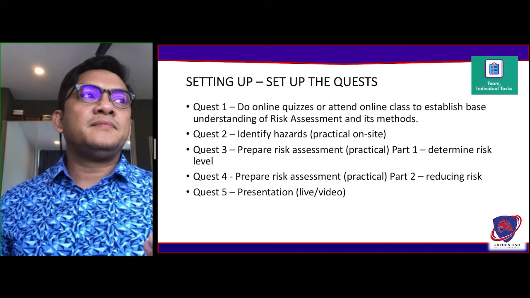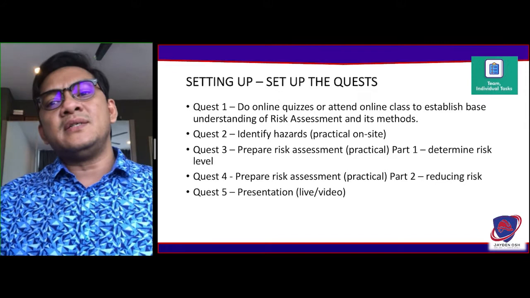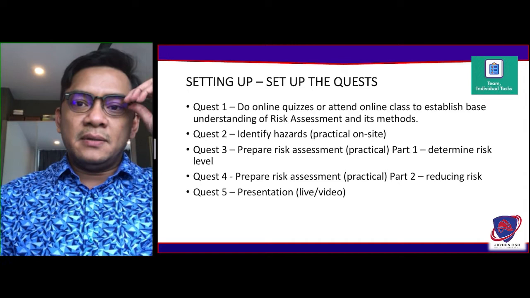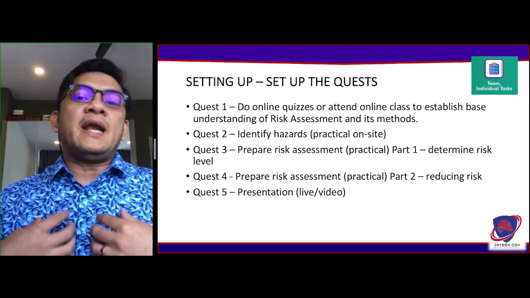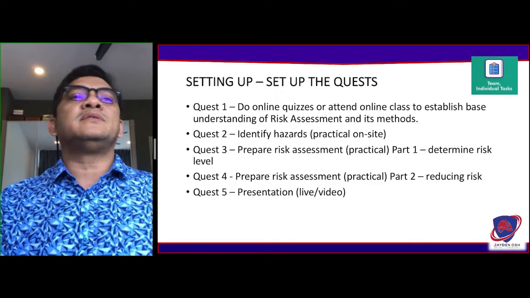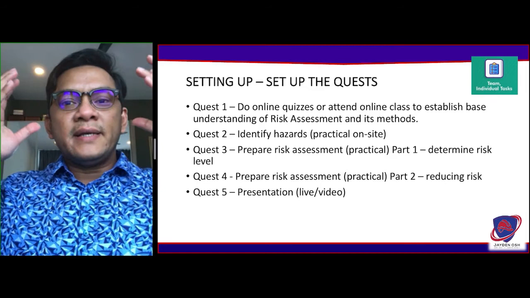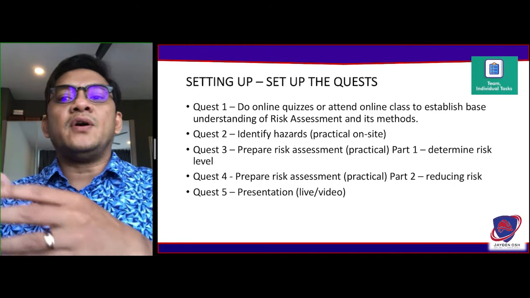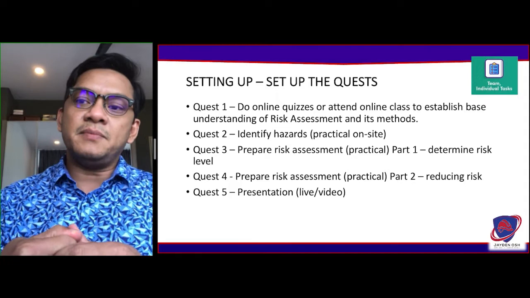It's not something that you can do in the classroom, because in the classroom it's not ideal. Although you can put in pictures of a lot of hazards, it might not reflect the reality of the participant. So from my point of view, I like reality. It's something that they can see with their own eyes, and maybe touch if it's safe to do so, and they can analyze and observe. So quest two involves identifying hazard. That is the first part of risk assessment.